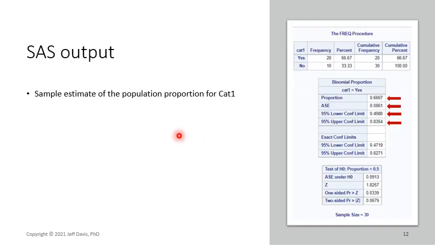All right. So here's the sample output for the proportion. We're looking at the output for Cat1. It gives you the table up top, just a basic frequency table. For Cat1, we had 20 of the 30 people in the category yes, and 10 of the 30 in the category no. So we had 66 plus percent of the sample in this category, 33 plus percent of the sample in that category.